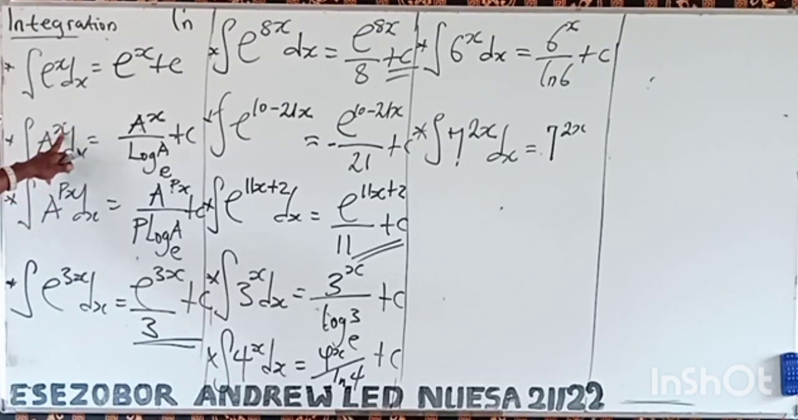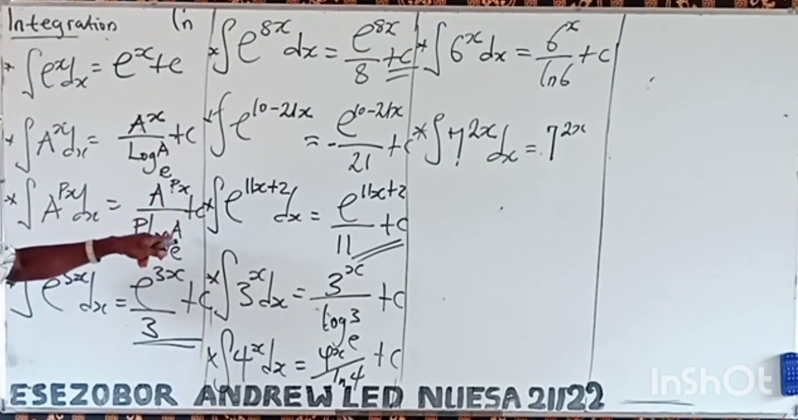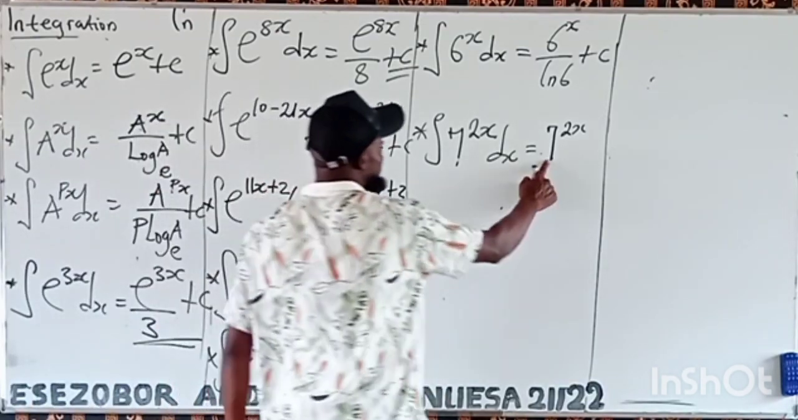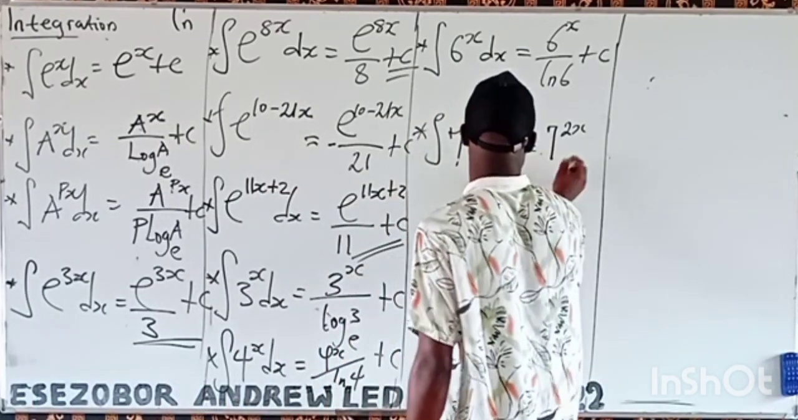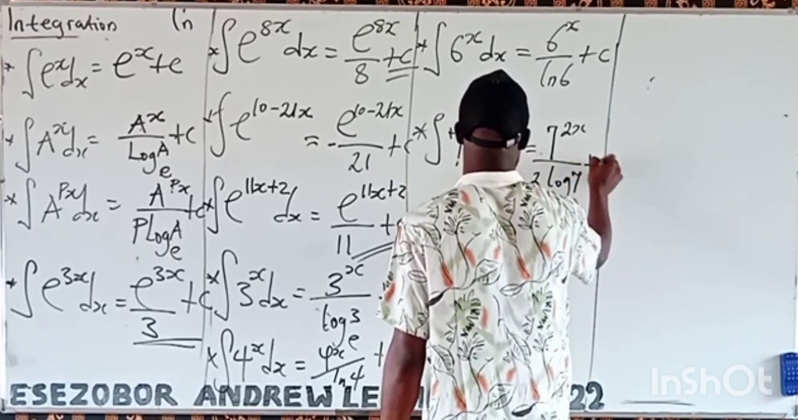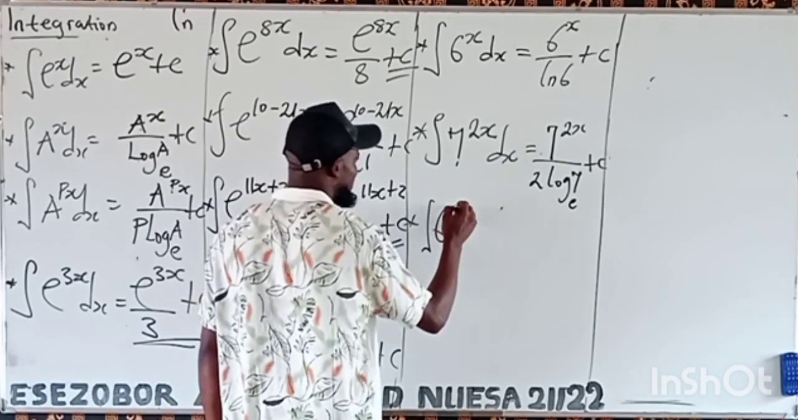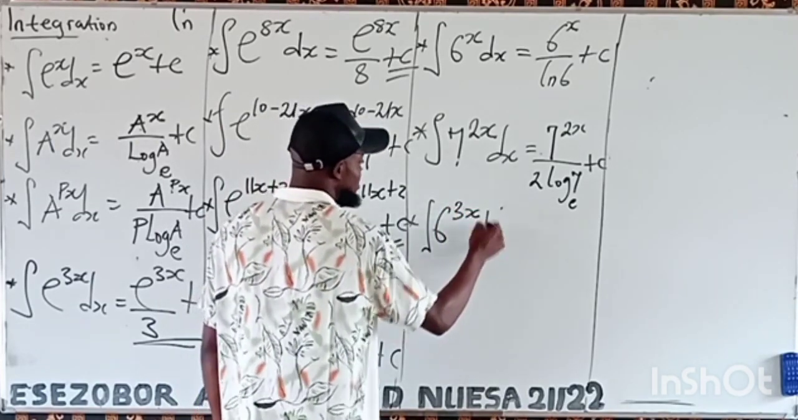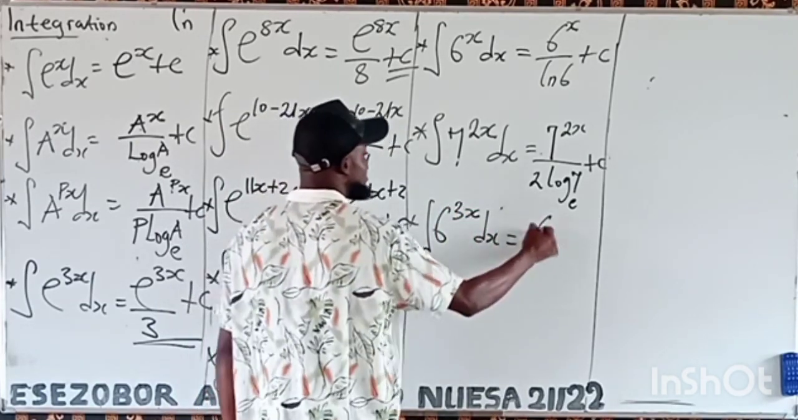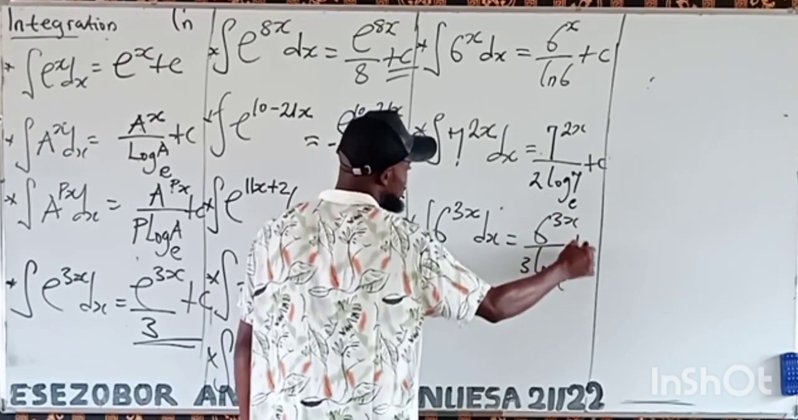Check, now we have just x here. For that one, we have 2x. So this one is going by the third rule. Remember the rule: a raised to power px over p log a to base e plus c. So I'm going to have a here 7, p is 2, all over p log a to base e plus c. So let's say we have the integral of 6 raised to power 3x dx. The answer becomes 6 raised to power 3x over 3 log 6 to base e plus c.